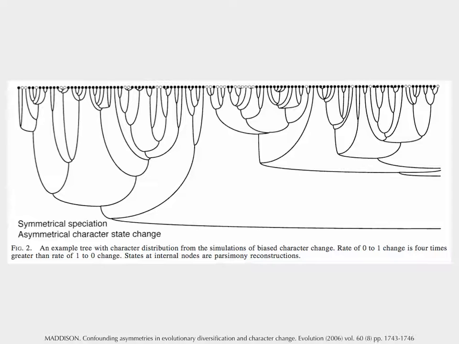Now, this one, here I have equal speciation rates, unequal transition rates. Providing I'm doing this under a speciation model, which group has a faster speciation rate, would you think, if I assume transition rates are equal?